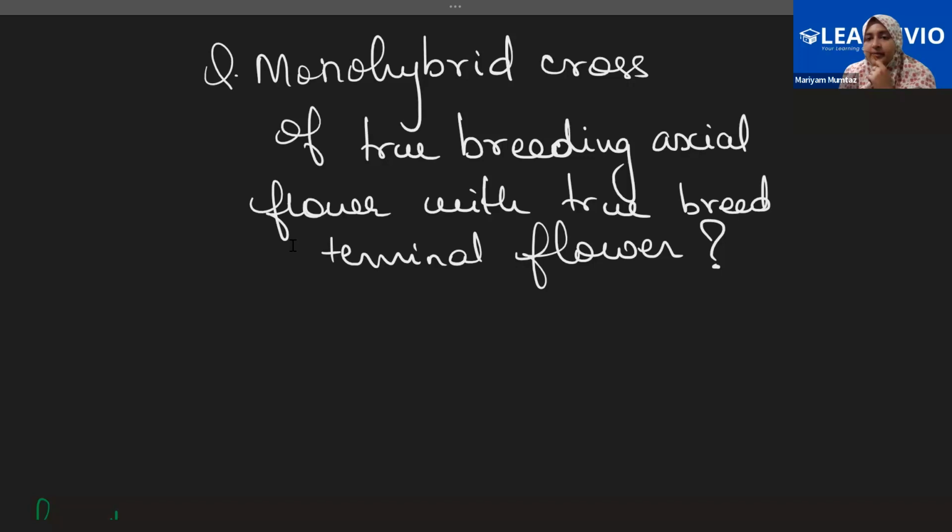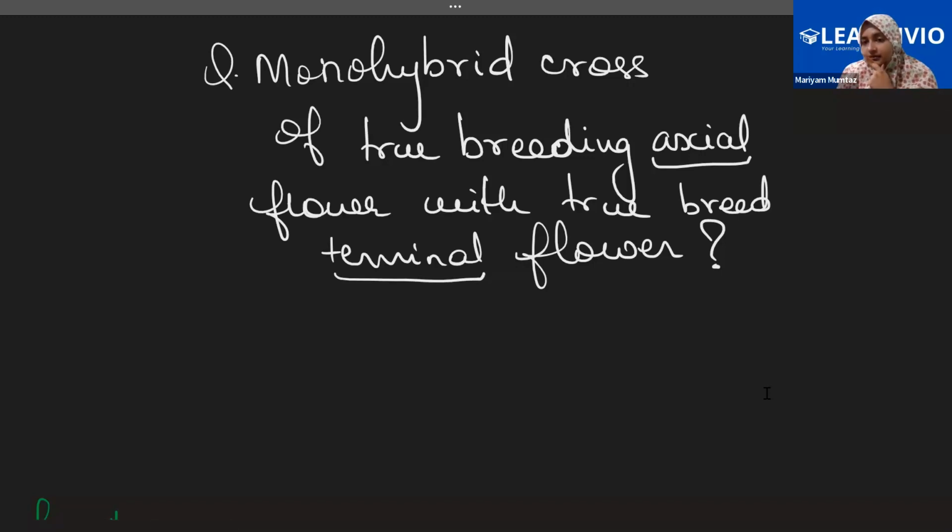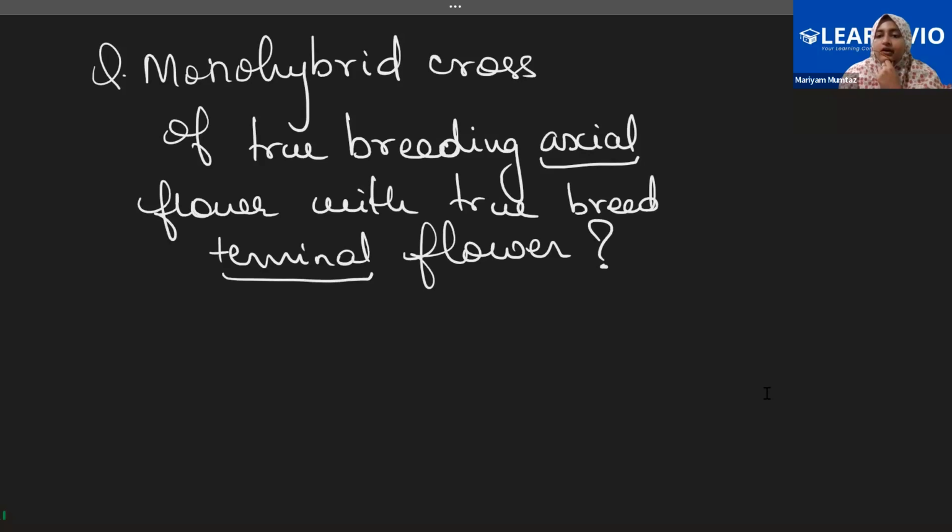First, tell me the genotype of the true breeding axial flower. Since it was axial, I took capital A, capital A, because axial is a dominant trait. And axial and terminal are the traits of which character? Flower position. Very good. So what is the genotype of the true breeding axial flower, students? Capital A, capital A.